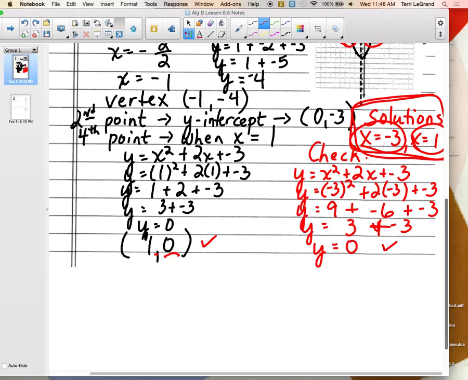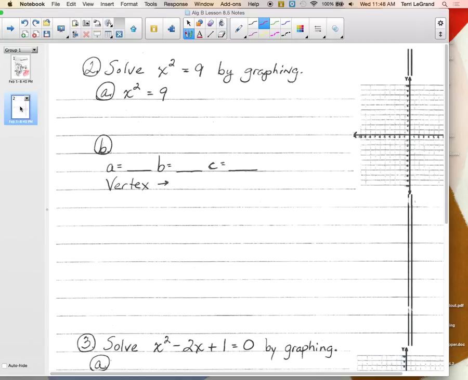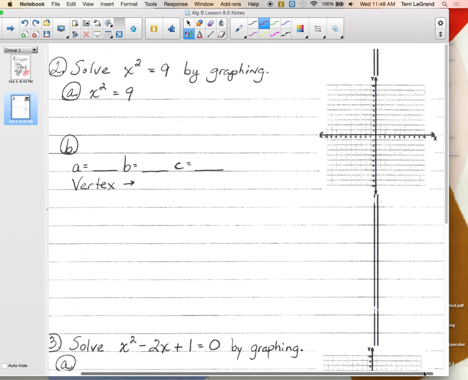Any other concerns? You've had some good questions. Let's go to the back then. We're going to practice a couple more, make sure that we remember how to do this, because sometimes we have different types of things that happen. So we're going to solve x squared equals 9 by graphing.